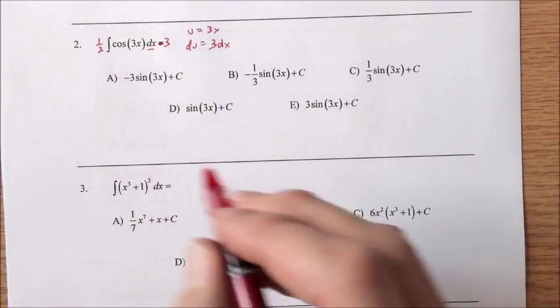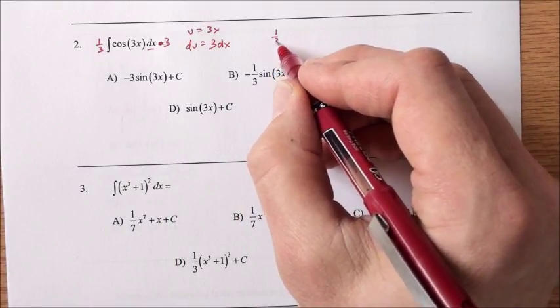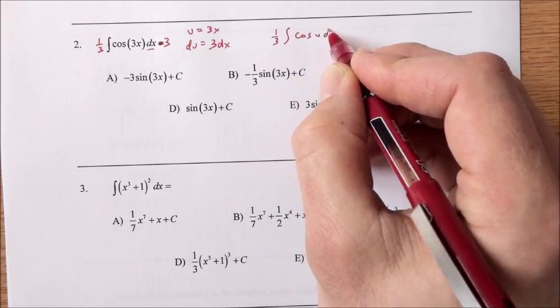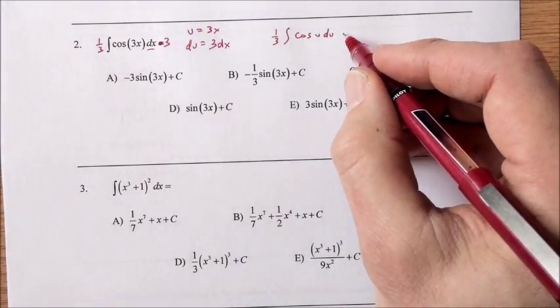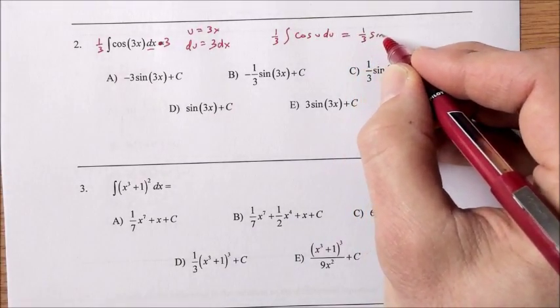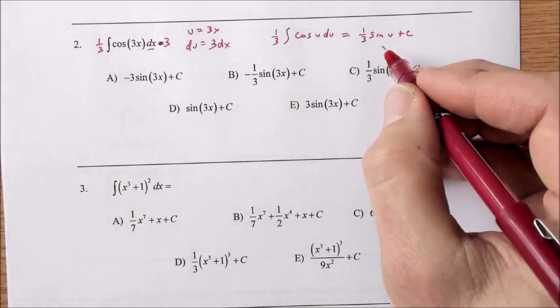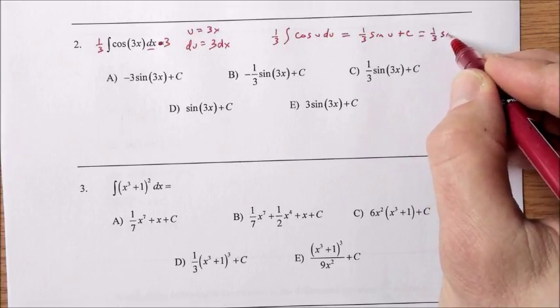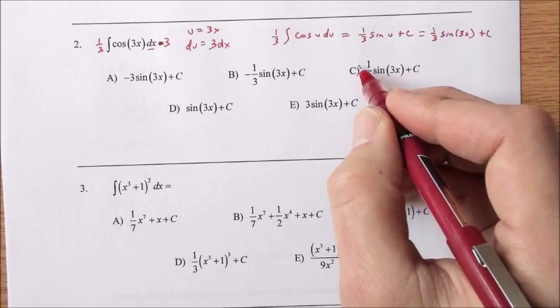Now we can do our antiderivative because we're looking at 1/3 times the antiderivative of the cosine of u du. Cosine's antiderivative is sine. So we're looking at 1/3 sine of u plus c, and u is equal to 3x. So we have 1/3 the sine of 3x plus c, which once again means our answer is C.